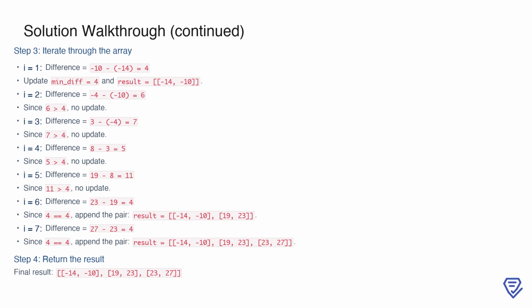The difference between 23 and 19 is 4, which equals min_diff, so we append the pair 19, 23 to our result list. Finally, the difference between 27 and 23 is also 4, so we append 23, 27 to the result list. At the end of this process, the final result is -14, -10, 19, 23, 23, 27, which contains all pairs with the smallest absolute difference.